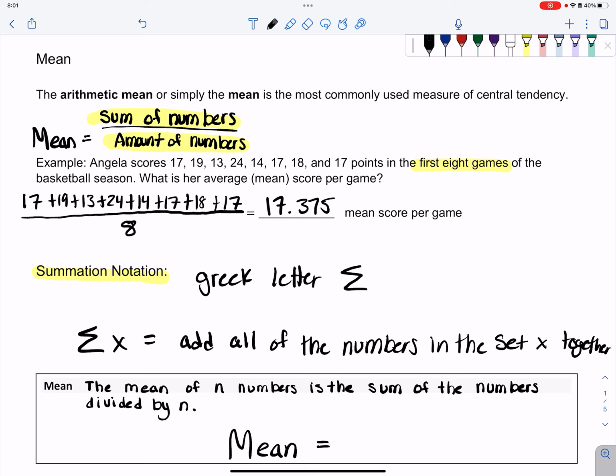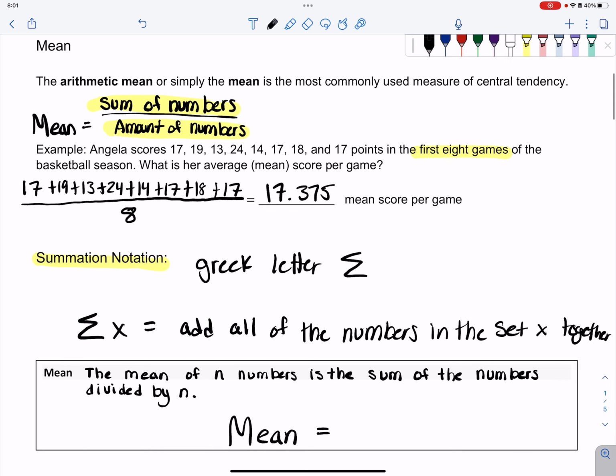So then lastly, our formal definition of the mean using this summation notation is to sum all of the numbers and then divide by the amount of numbers we have. In this case, the amount of numbers we have, we're calling the letter n. So then our definition of the mean is sigma x, telling us to add all the numbers, divided by n, the amount of numbers in that data set X.